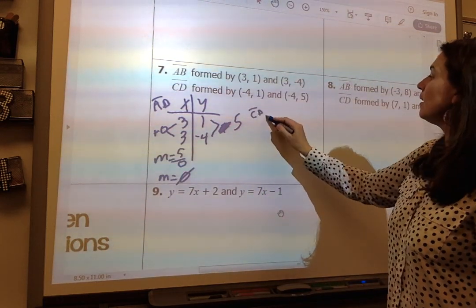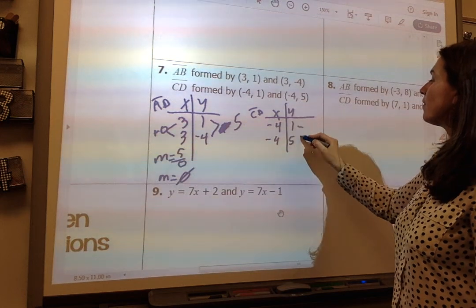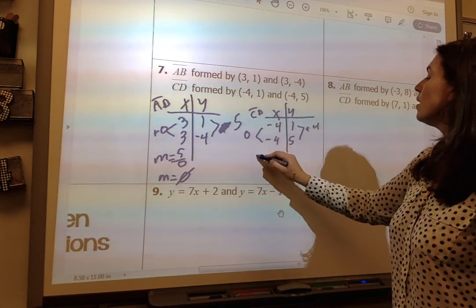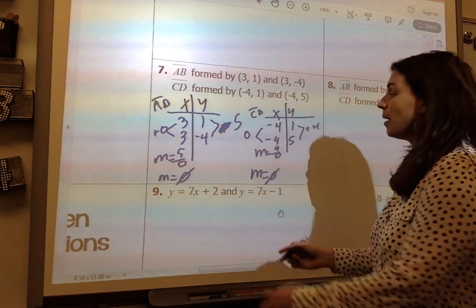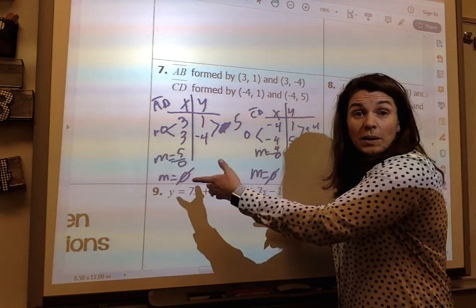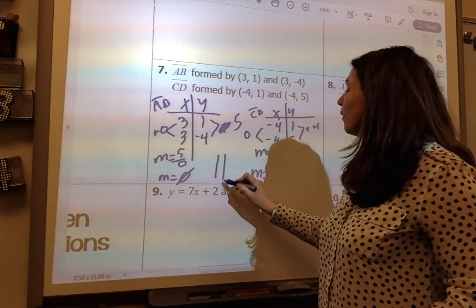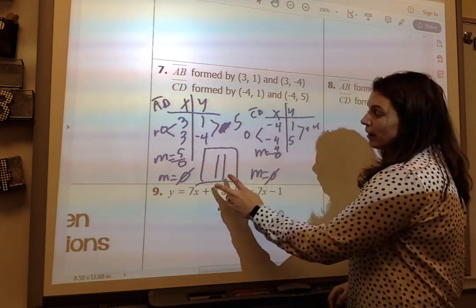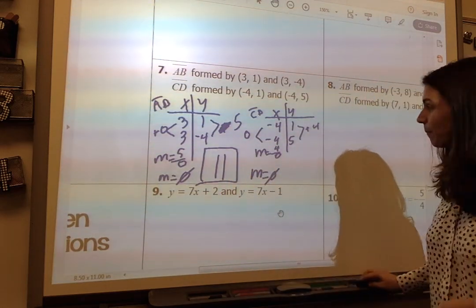And CD, -4 and 1 and -4 and 5. This is up 4 and 0. So my slope is 4 over 0, which is undefined. Both of them, so my slopes are the same. Even though they're undefined, they're both undefined, making them parallel. So that is my abbreviation for parallel lines right there.